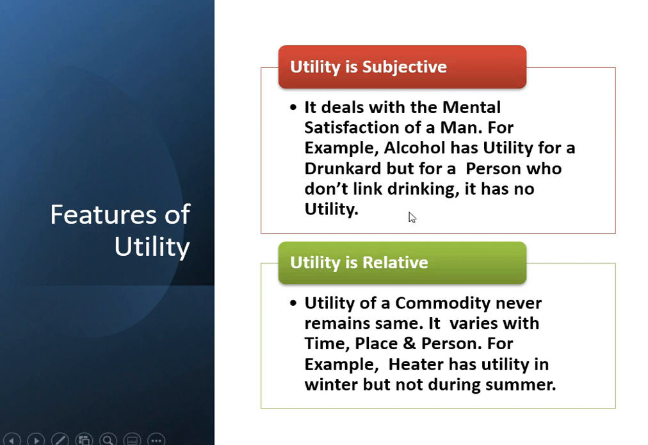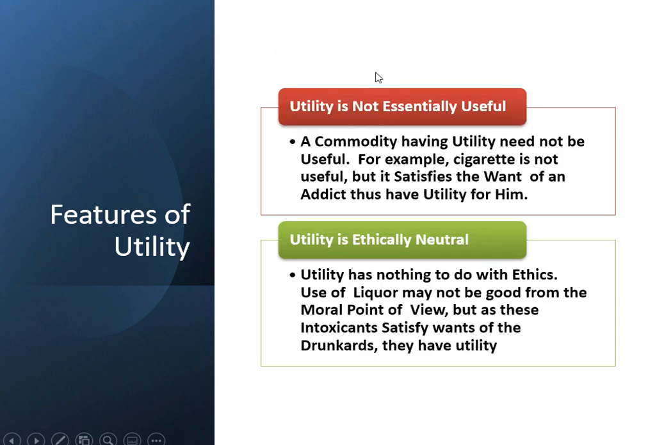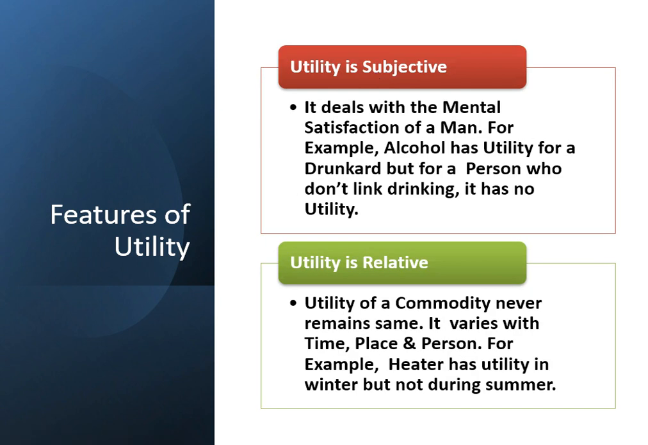Now we will discuss what the different features of utility are. Basically, the first feature of utility is that utility is subjective. What is meant by utility is subjective? It means that it deals with the mental satisfaction of a man. For example, alcohol has utility for a drunkard, but not for a person who doesn't like drinking.